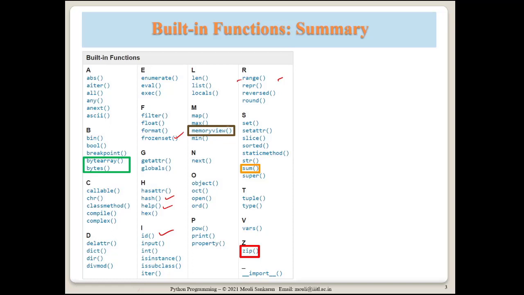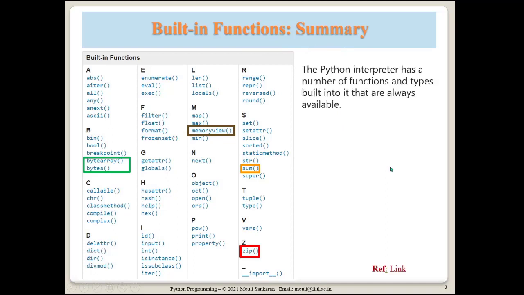And remember, all of them were not introduced in the earlier versions. From Python version 3.5 onwards, I think 3.5 or later, they include all these functions. They have really improved the built-in function support in Python with the latest releases. So the Python interpreter has a number of functions and types built into it that are always available. When I say available, you don't need to import anything. You can just use them without any issue.